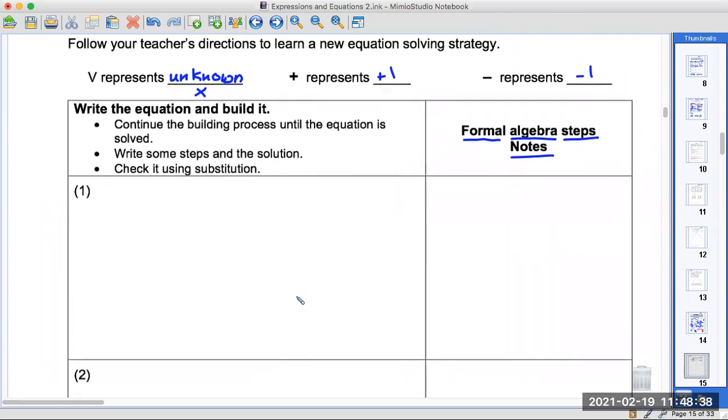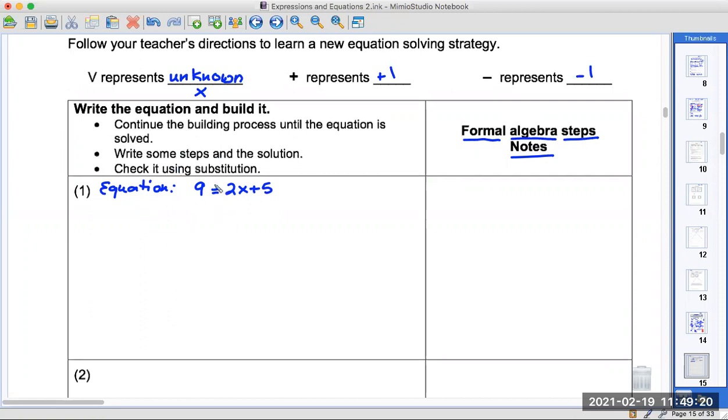All right, continue the building process until the equation is solved. Write some steps and the solution. Check using substitution. Here's our equation, and I made that up, so you cannot say, where did she get that from? It's just the problem. 9 equals 2 times an unknown number plus 5. What is the unknown number? Some of you are already going, I already see what that number is. That's true. Pretty easy equation. But let's do what the question is asking.